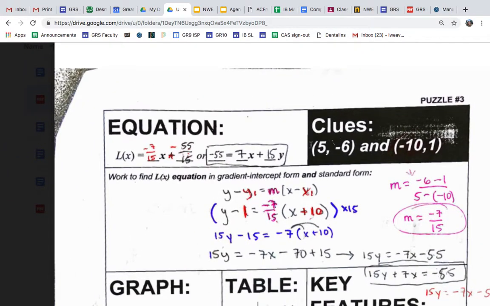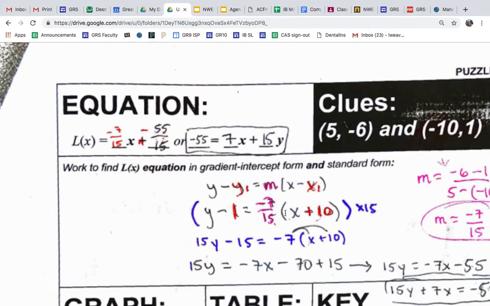Mason was working over to my left and he used the point 5 comma negative 6, and I'm going to use the point negative 10 comma 1. You can use either, it will work out. So I put in my y value there and my x value over here. It would be minus a negative 10, so that would become a plus 10, and I put in my slope.